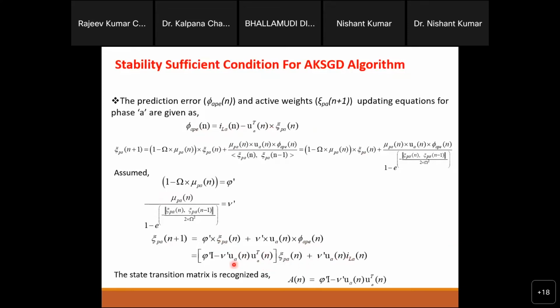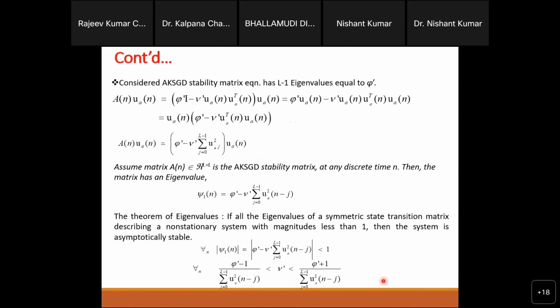And in this final equation, this term is what? This term is A, right? So this A is phi dash I into nu dash UA and UA transpose N. So this is A dash, or we can say this is the state transition matrix. If this is the state transition matrix, then we can go for the eigenvalues calculation. So here we will just multiply with the unit matrix and then reformulate all those equations, and after that we will apply the eigenvalue approximations.